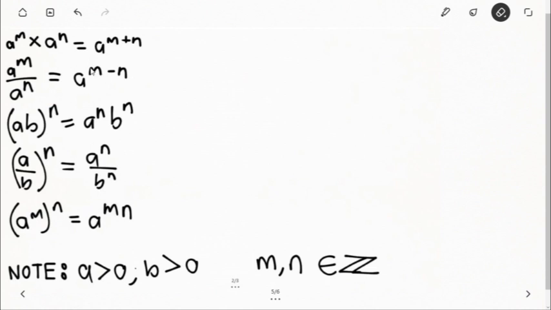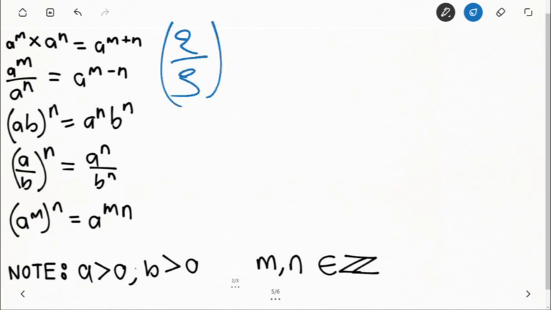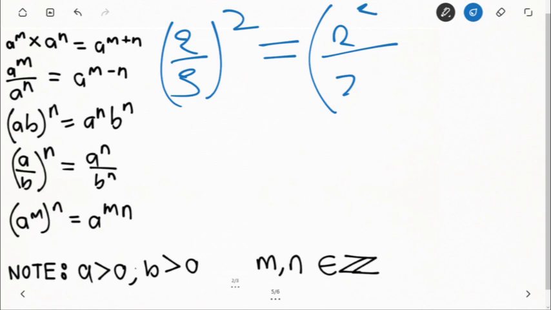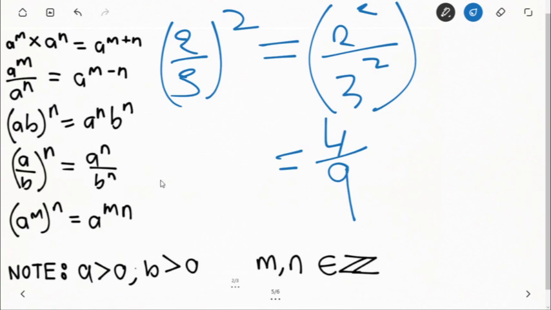So if you have, for example, let's say 2 over 3, all over 2, then this can be simplified to 2 to the power of 2 all over 3 to the power of 2, giving you 4 over 9. Okay, so this is how you can actually use the fourth law of exponents.